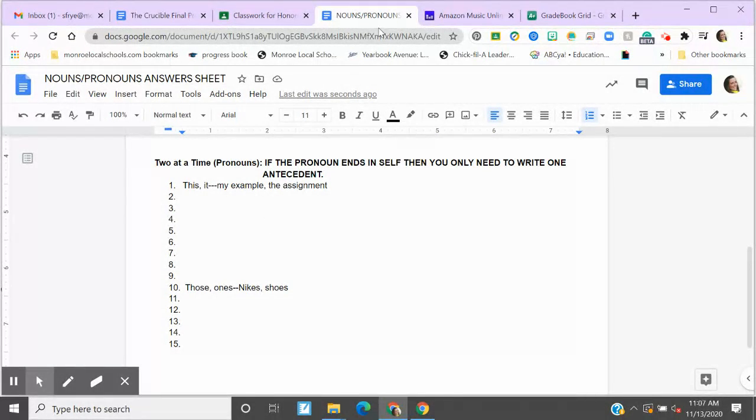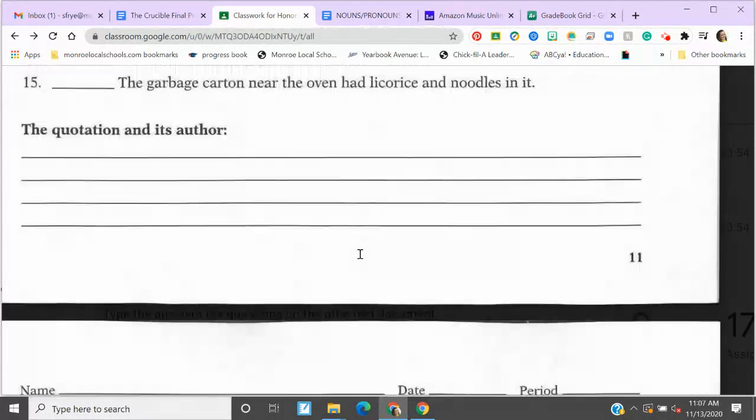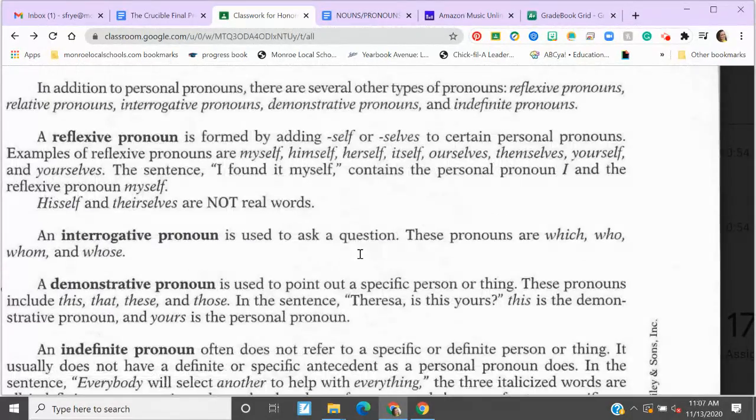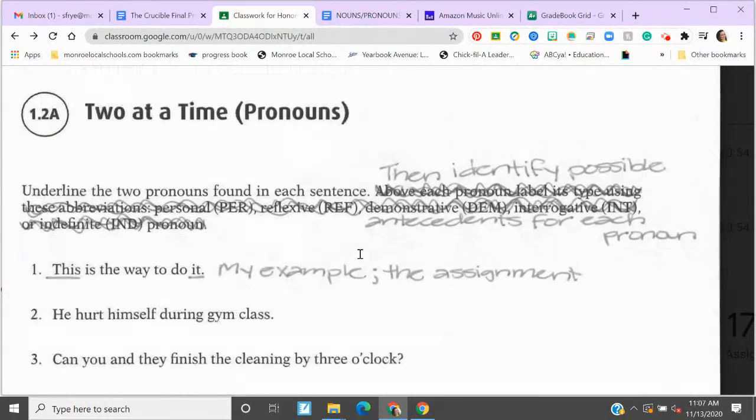The pronoun worksheet looks like this. It says there are two pronouns in every sentence. Underline the two pronouns and then identify possible antecedents for each pronoun. I did a couple of examples for you. If you look at number 1, this is the way to do it. My pronouns are this and it. I know there are two in every sentence. Off to the side, I wrote out what two possible antecedents are. So I said my example is the way to do it, the assignment.